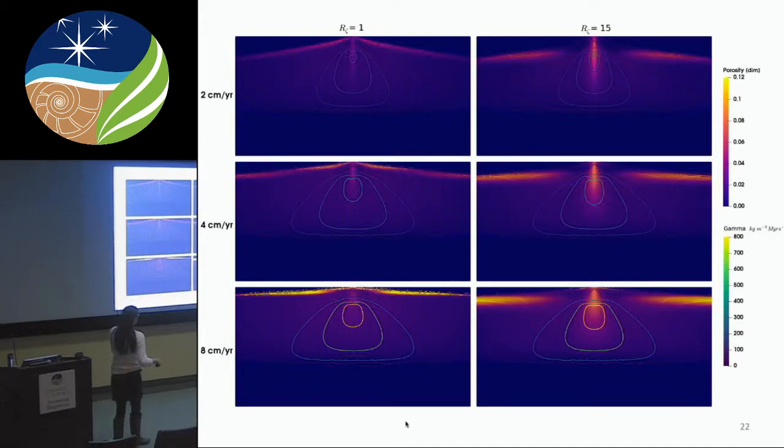So in this model suite, I've run 6 models here. The top row is 2 centimeters per year half spreading rate. Second row is 4 centimeters per year. And last row is 8 centimeters per year. I've said that the bulk viscosity is pretty important in determining how the solid mantle actually compacts and decompacts to allow melt through. So what I've done is to hold the bulk viscosity constant as 1 on the left-hand side, and then increase it by about 15 on the right-hand side.